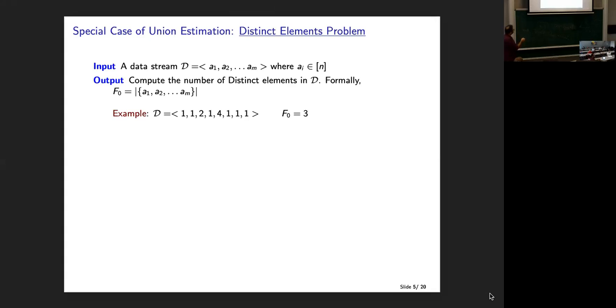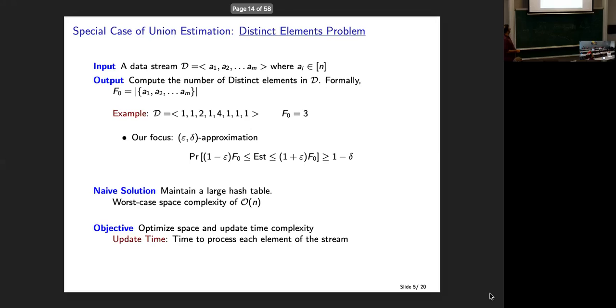Just if you can remember this example, that will be a useful thing to go back to later on. And we want to do this epsilon delta approximation. Of course, now what is the naive solution? The naive solution is very bad. It is that you maintain a large hash table, or basically a vector, saying which element has appeared or not. So as soon as an element appears, you go there and put a mark.